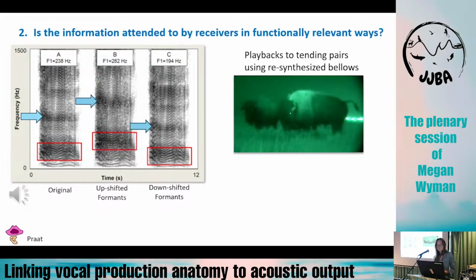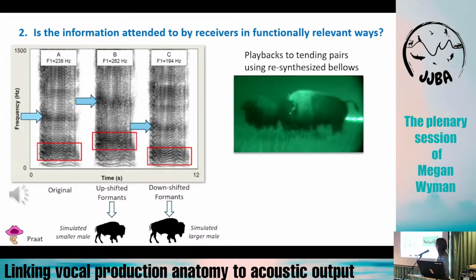We tested this with playback experiments to tending pairs, where we resynthesized bellows and upshifted or downshifted them by 2 standard deviations, which is about 44 hertz. This highlights some places to look to see where the formants might be upshifted and downshifted. The upshifted formants simulate a smaller male, and the downshifted formants simulate a larger male. And this is what it sounds like.